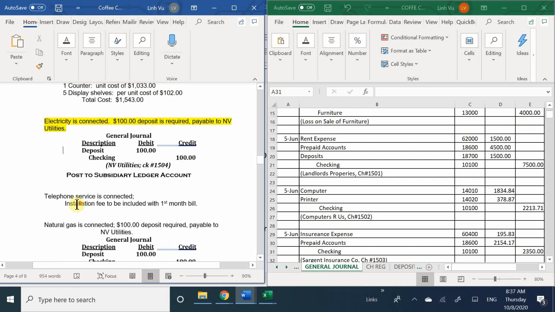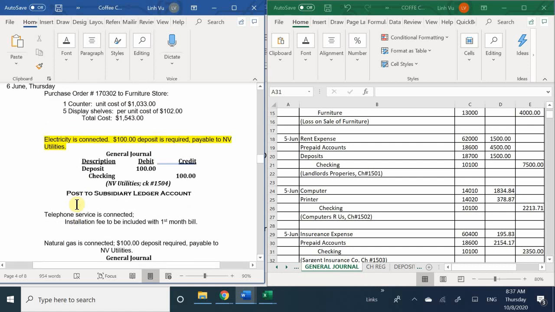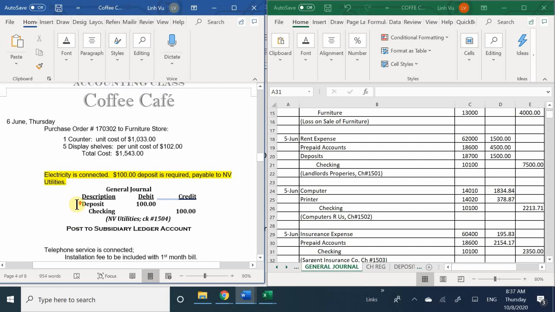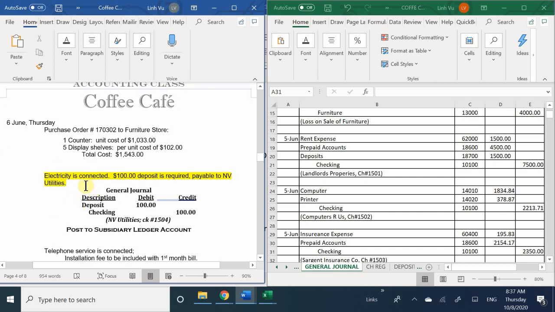So this is where we left off yesterday. Okay, so we left off making a payment to the electricity company. So it says here the electricity was connected. $100 deposit is required. Payment to NV Utilities. Okay, so here we're making a deposit for the electricity bill.